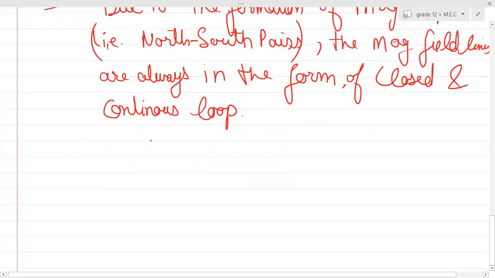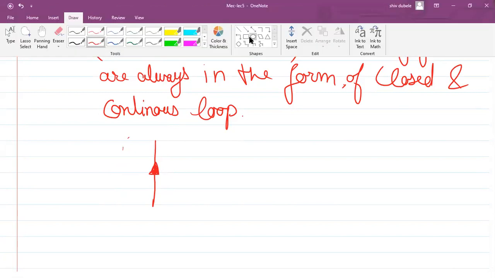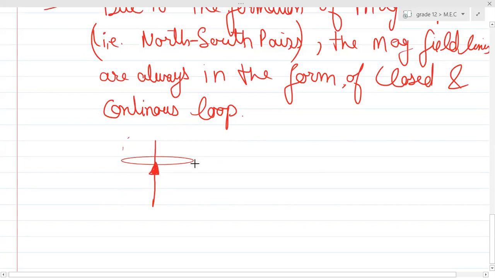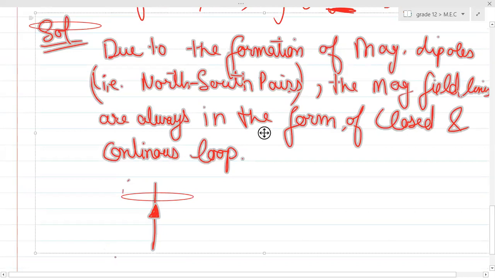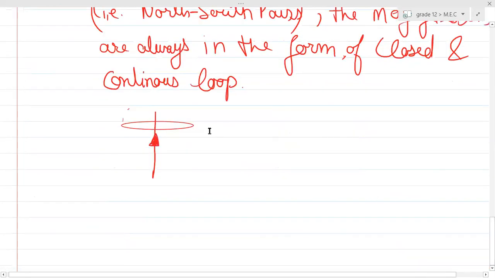Okay. So if it is in the form of closed and continuous loops, for example, suppose this is the current carrying wire. You don't need to write all this. Suppose, instead of taking a loop, let me take a cylinder, because we know everything is symmetric here. The cylinder will be symmetric, right? Yes or no, guys?